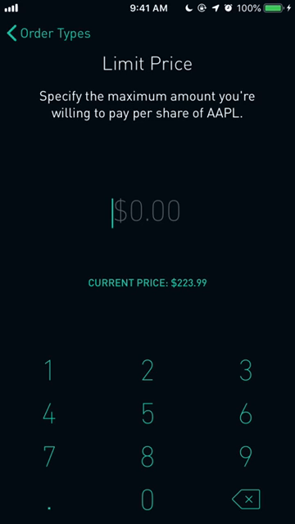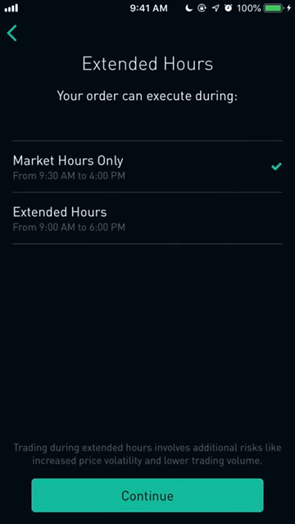So basically what that means in terms of buying, a buy limit order can only be executed at a specified limit price or lower. So for example, let's see, the current price of Apple is 229 or 223. If I just go 222, click continue, and then I'll say market hours only or extended hours, it doesn't really matter. You can do whichever one you want. It's totally free, but extended hours might be a little bit more volatile.